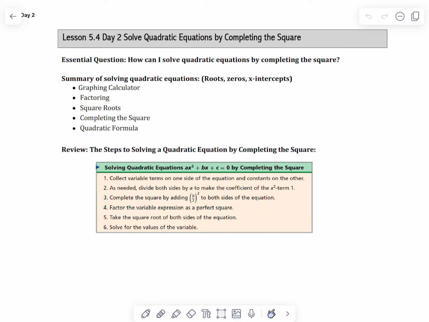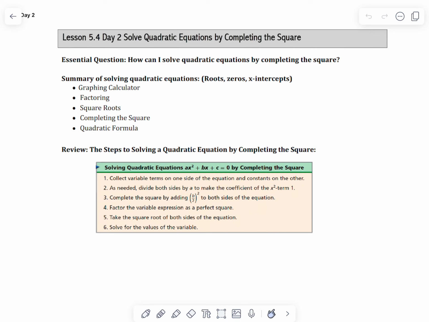All right, this lesson is about completing the square. So we're going to be able to solve more quadratic equations by completing the square and then converting it to vertex form. So the summary of solving quadratic equations: to find the roots, the zeros, or the x-intercepts.